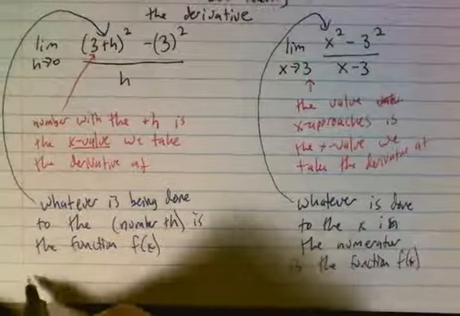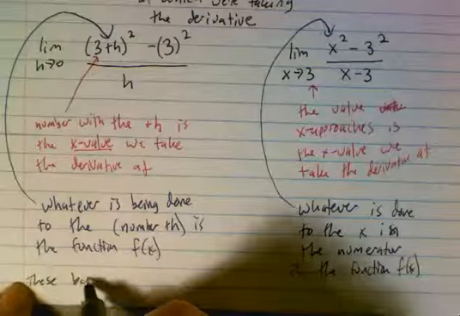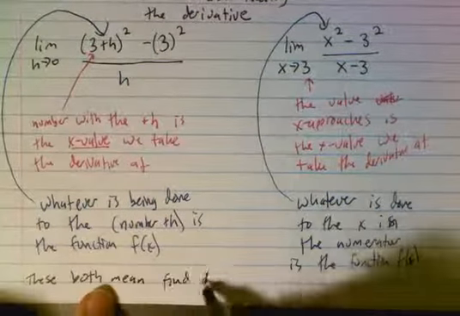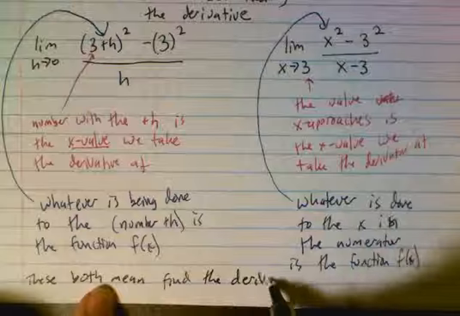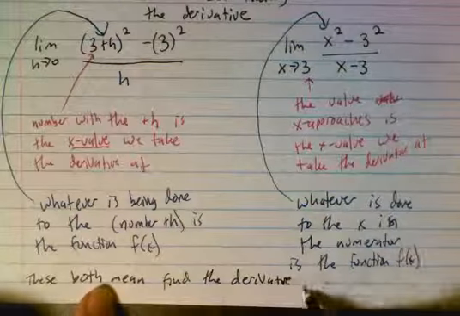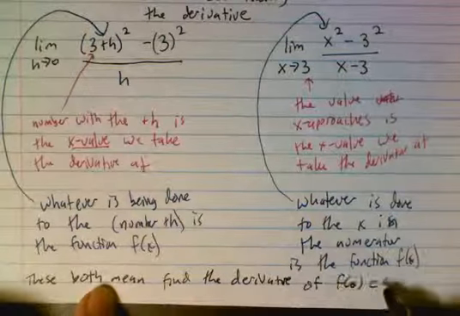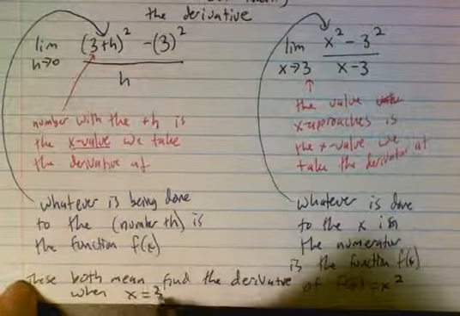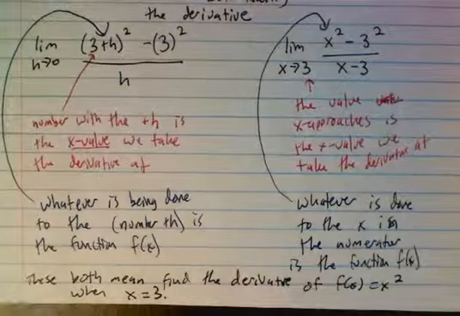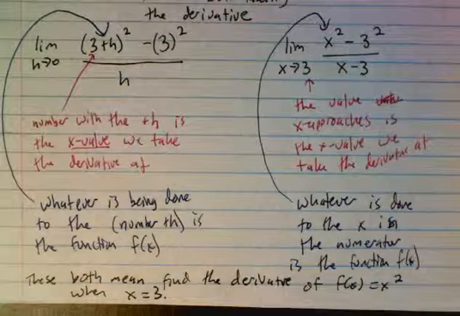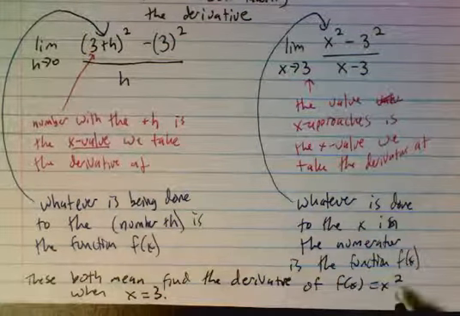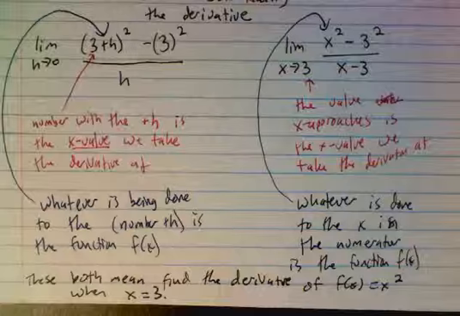So we would interpret it, these both mean find the derivative of f of x equals x squared when x equals 3. We could do that easily enough. Take the derivative, f prime of x equals 2x, plug in 3, and we're good to go.